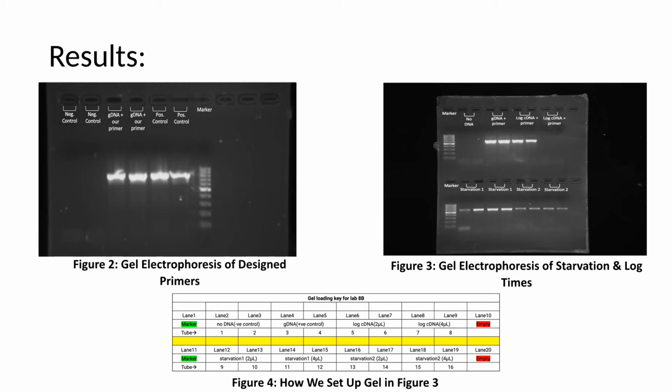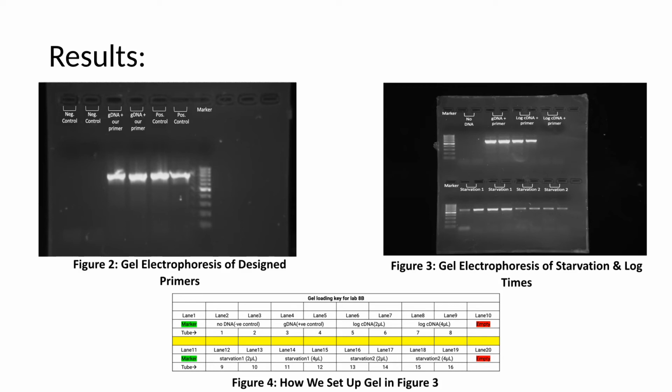Lanes 3 and 4 have no band because there is no DNA and is our negative control. Lanes 4 and 5 contain our positive control, which matches up with the band size in figure 2. Lanes 6 through 9 contain the log phase cDNA in our primer. Lanes 6 and 7 show normal amplification, which is consistent with our hypothesis. Lanes 8 and 9 show a decrease in amplification, which is inconsistent with our hypothesis, and could be due to the increase of 2 microliters of cDNA as shown in Figure 4.